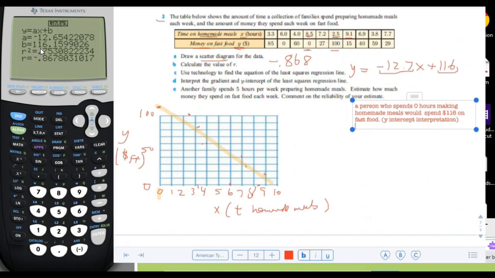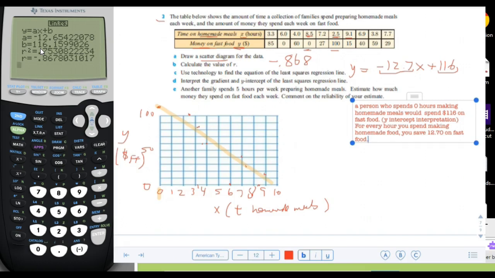Now, what about the slope? The slope says for every hour you spend making homemade food, you save $12.70 on fast food. Okay, that's what that negative 12.7 would mean. All right, there's a rate of $12.7 saved for every hour you spend making homemade meals. Okay, all right. Now we go down to E.